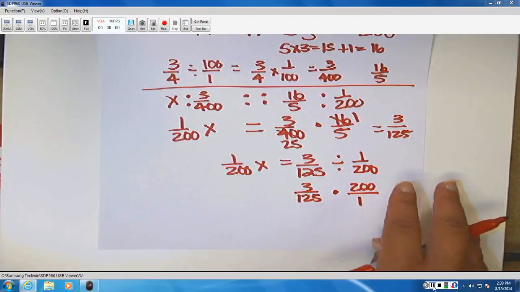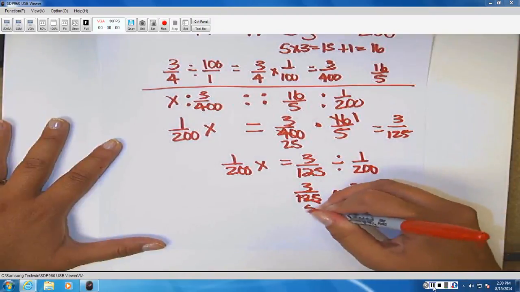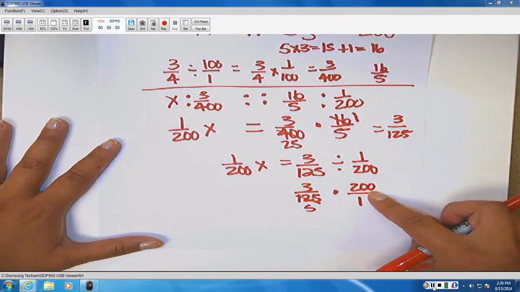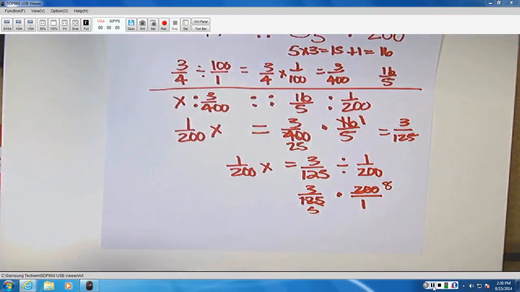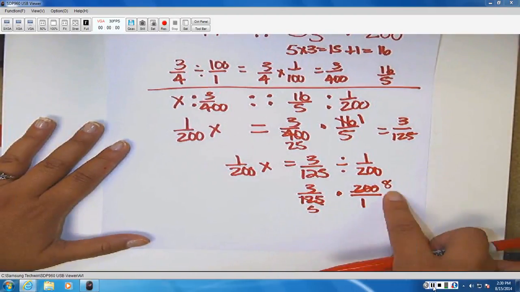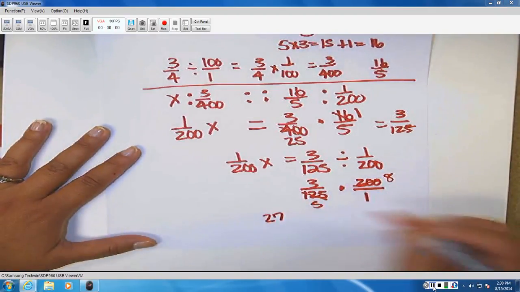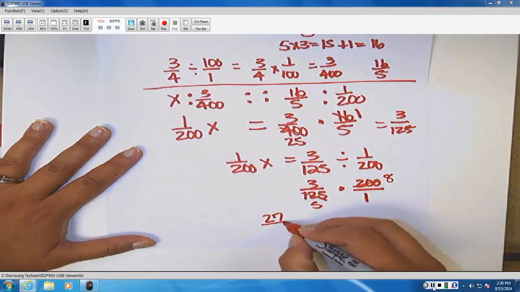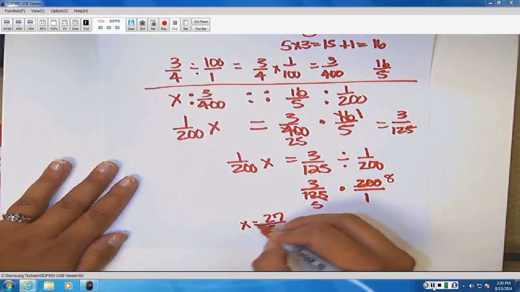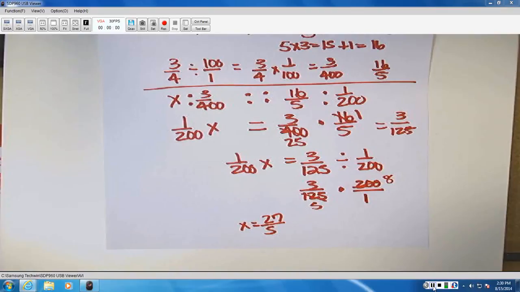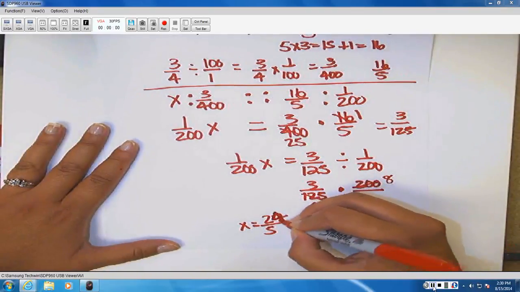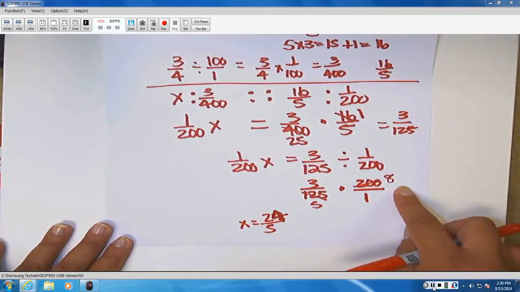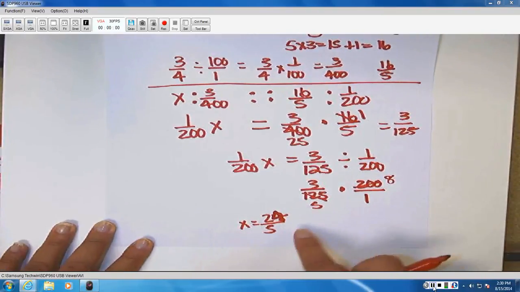So 25 will go into 125 5 times, and 25 will go into 200 8 times. So now I can just multiply across. So 3 times 8 is 27, and 5 times 1 is 5. So I'm left with x equals 27/5. Actually, it's 24. 3 times 8 is 24. So x equals 24/5.